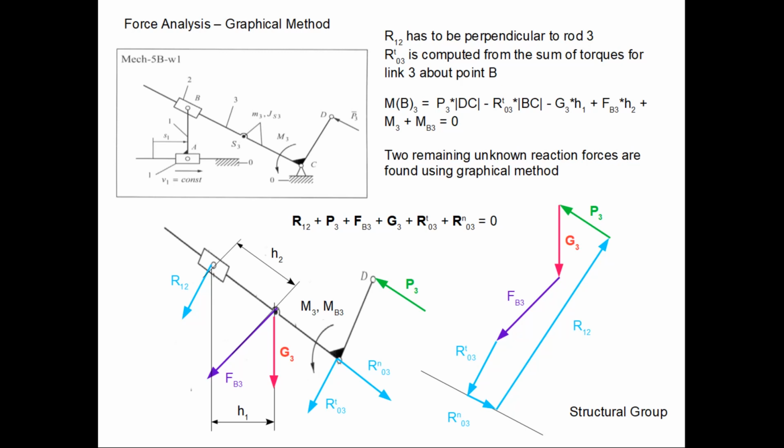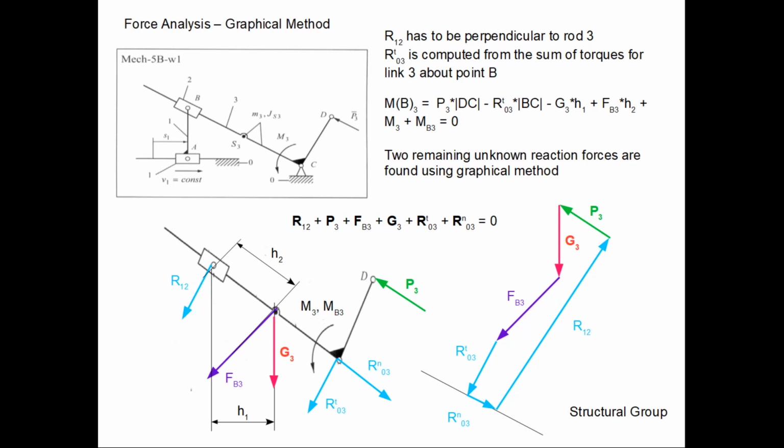In this case, I think this is the only thing we need to do, because as you can see in this equation of the torques of the forces, MB3 is equal to P3 times DC minus the other torques due to other forces. So you need to include first of all G3, FB3, P3 and R03T. These are the forces which produce a torque with respect to B. When you look at R03N, the torque of this force is equal to 0 because the line of action passes through point B, and for this reason the torque of R12 with respect to point B is also equal to 0.